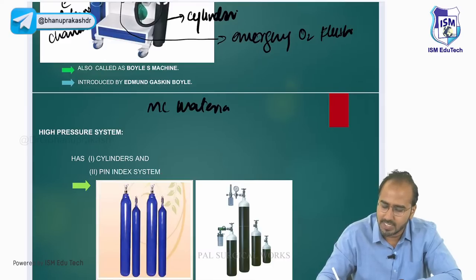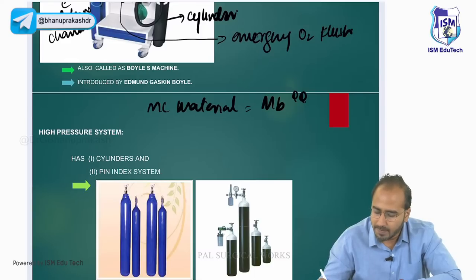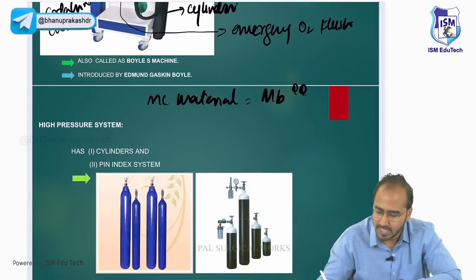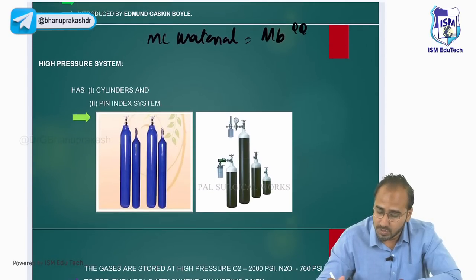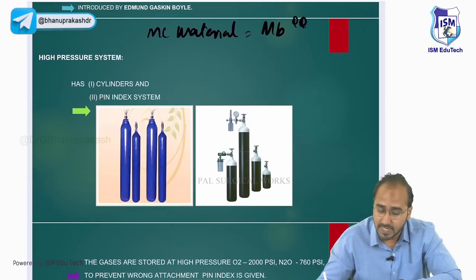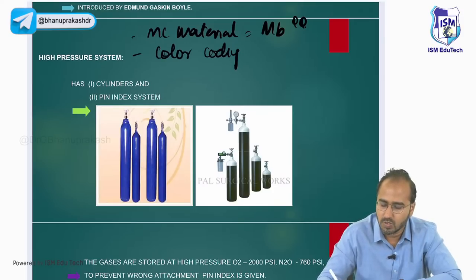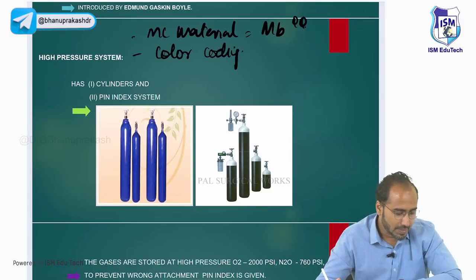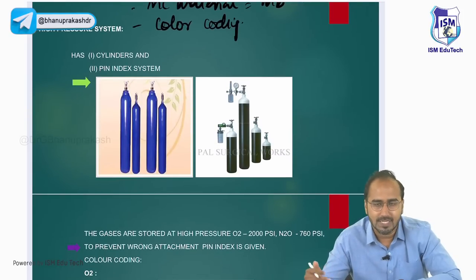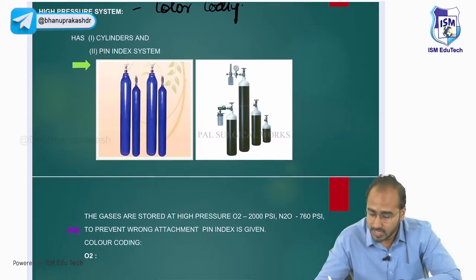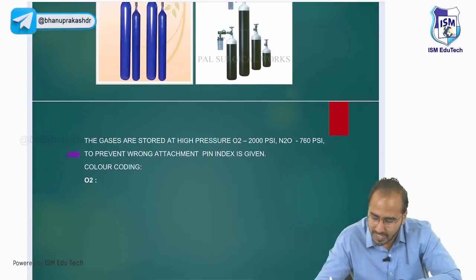The most common material used to make the cylinder is molybdenum. Remember this, molybdenum cylinders. What else we need to remember is that these cylinders are given different color coding, so that you can identify the gas just by looking at the color of the cylinder. For different gases, different color coding is given.